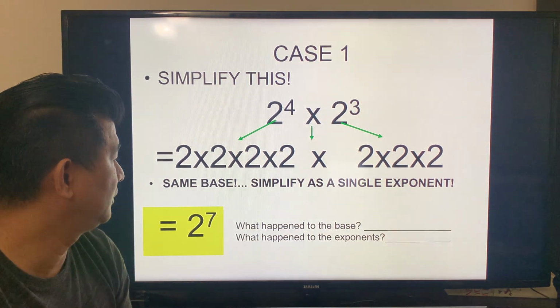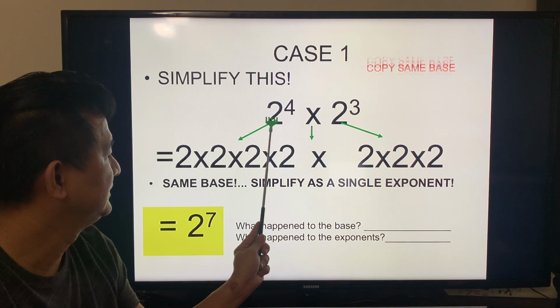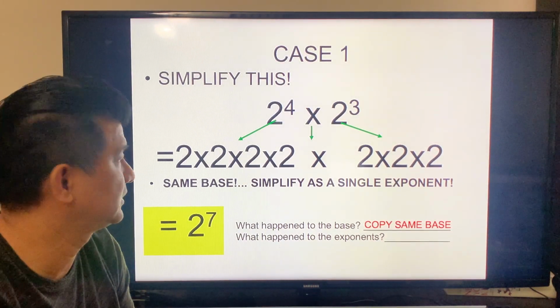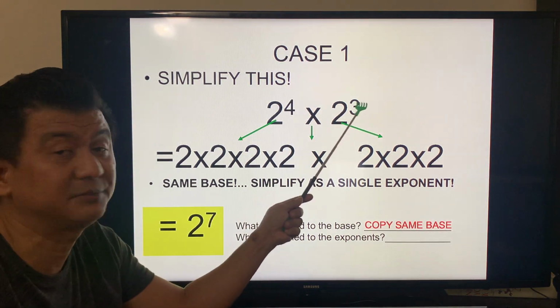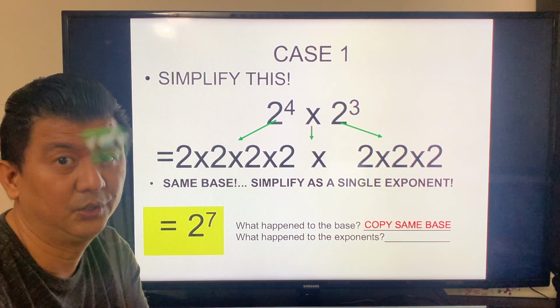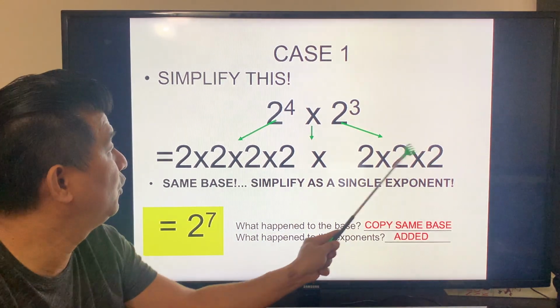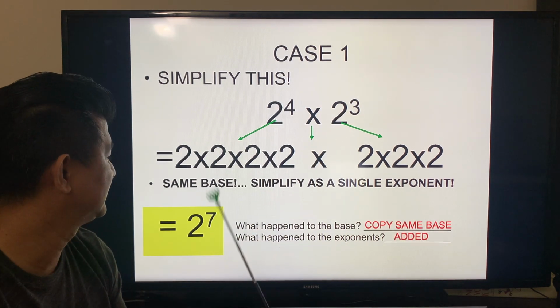Okay. So what have you observed? What happened to the bases? You copy the same base. It's the same. No change. All right. What happened to the exponents? Did we multiply 4 times 3? No. What did we do? We added them, because there are more 2's now. So 4 plus 3 is a 7.